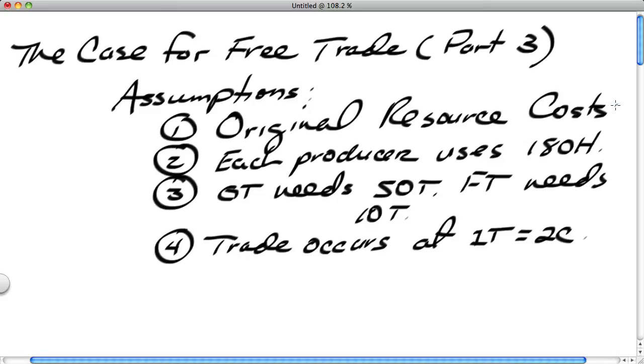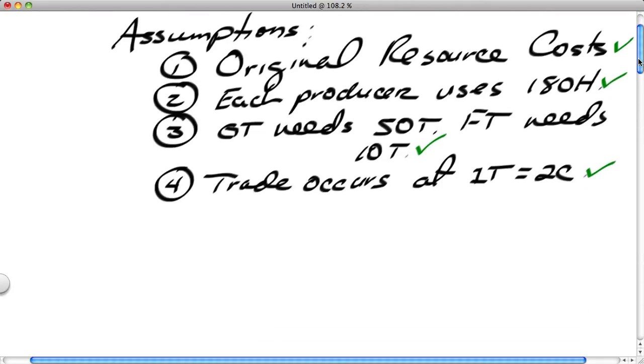We begin our analysis by looking at four assumptions. 1. We assume original resource costs. 2. Each producer uses 180 hours of labor. 3. Greenthumb needs 50 tomatoes, Fivethumbs needs 10 tomatoes. And 4. Trade occurs at 1 tomato equals 2 corn. This problem divides really into two parts. We will first look at no trade outcomes. We will see how each producer can do by being self-sufficient in producing both products. Then we will have each producer specialize in trade, and we will compare trade outcomes with no trade outcomes.